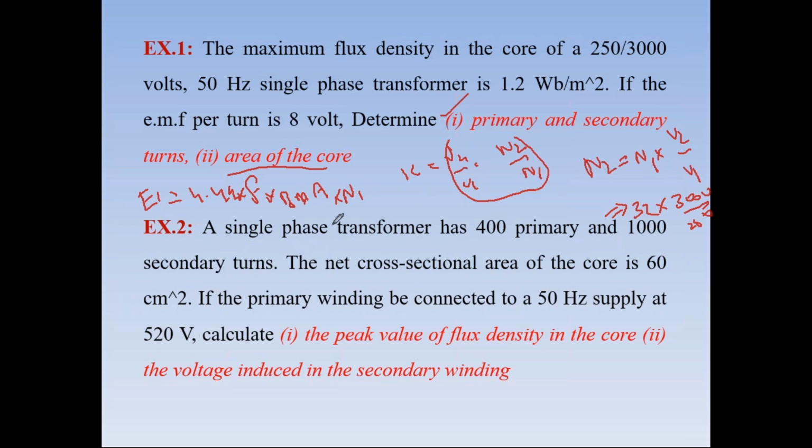Now from this equation we need to find the A value. So A is equal to E1 divided by 4.44, frequency is 50 Hz, maximum flux density is 1.2, number of turns in the primary is 32, and here E1 is 250 volts. Now find the area: 250 divided by 4.44, 50, 1.2 into 32.